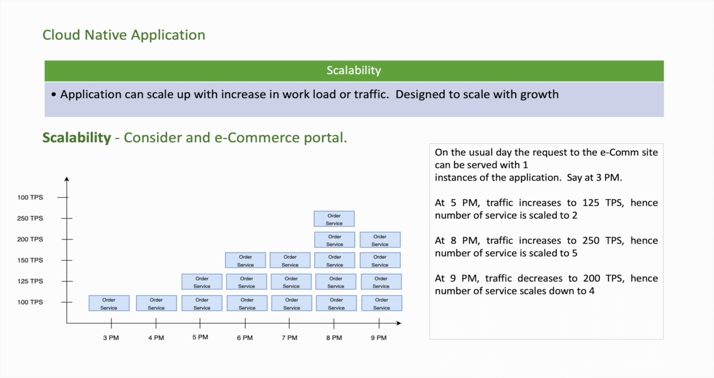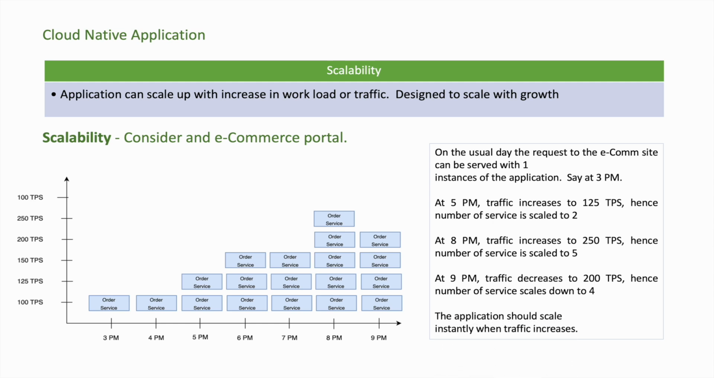Now again at 9 p.m. the traffic decreases to 200 TPS. That is, at 8 p.m. it was 250, and at 9 p.m. it has gone down to 200 TPS. So we would need only 4 instances of the order service, and that is what is shown over here.